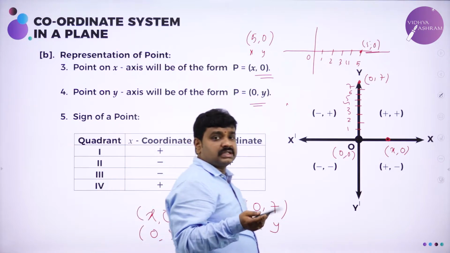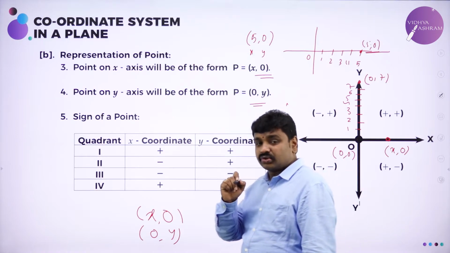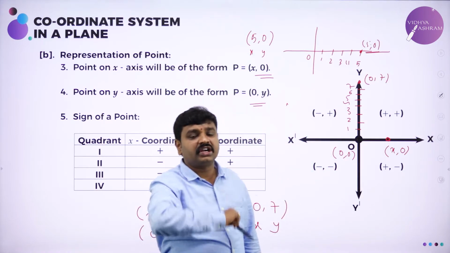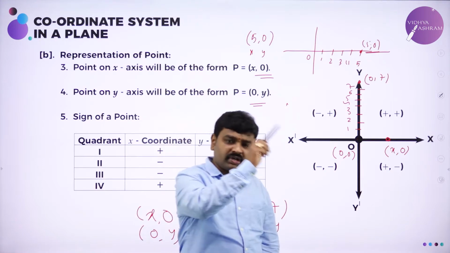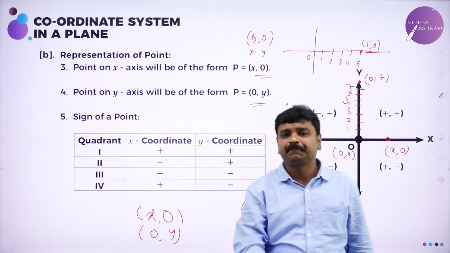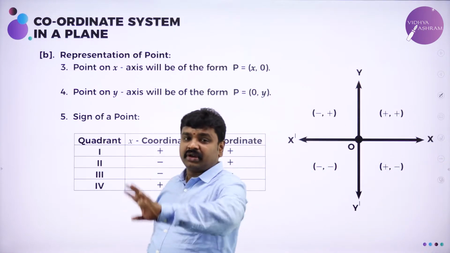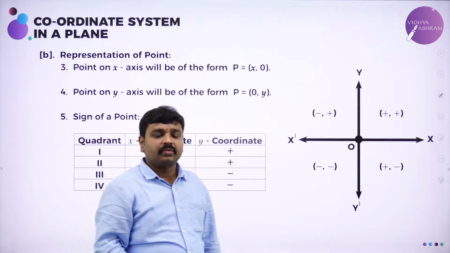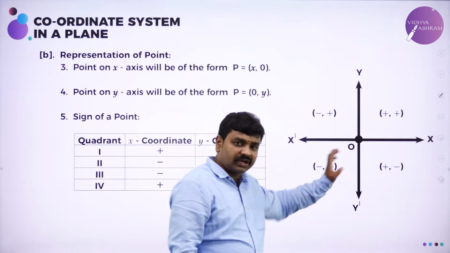Now we will discuss the sign of a point, or if I give the sign of the point, you should decide which quadrant it belongs to. How many quadrants do we have? Exactly 4 quadrants. A point may belong to the first, second, third or fourth quadrant. We will see. First I told you a point on the x axis will be in the form x comma 0, a point on the y axis 0 comma y, and the point of intersection of the x axis and y axis is the origin.